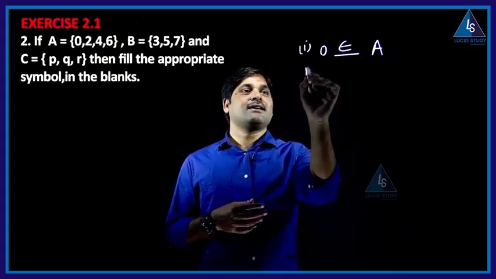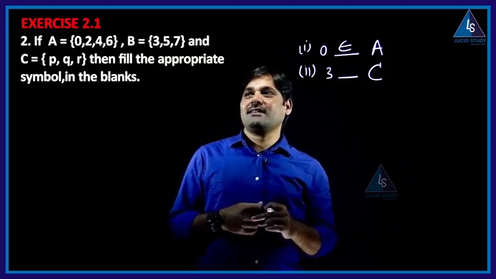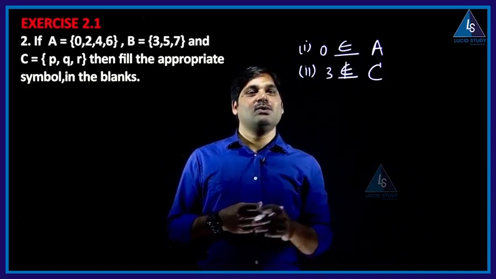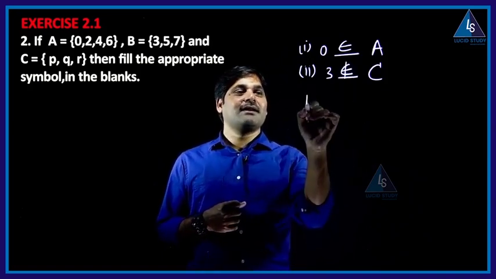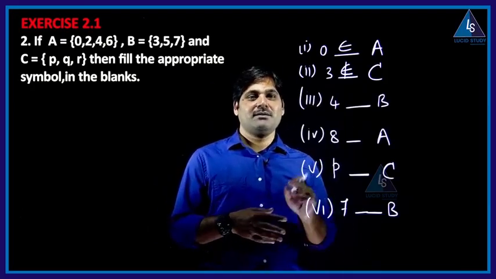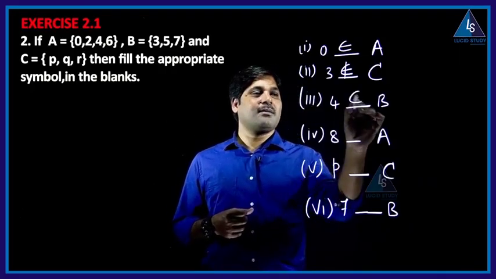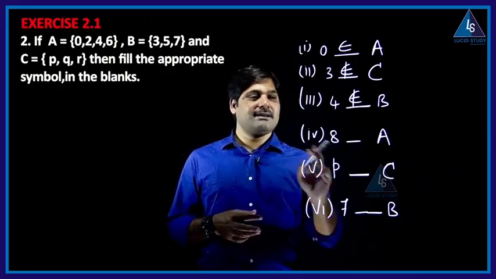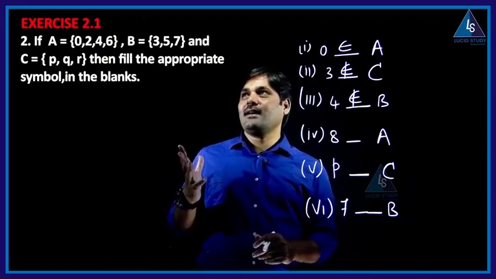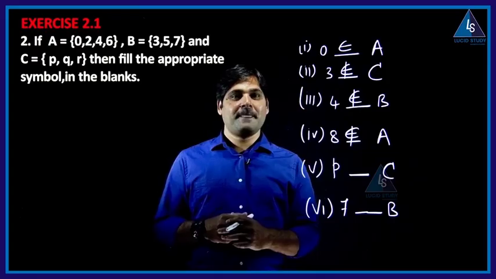Now second question, 3 dash C. So 3 is not there in the set C. So we will write it is not belongs to C. Okay. Now let us see the third one. So 4 dash B. 4 belongs to B or not? So 4 is not there in the set. So 4 does not belong to B. Next 8 dash A. Does 8 belong to A or not? Check. So 8 is also not there in the set. So 8 does not belong to A.